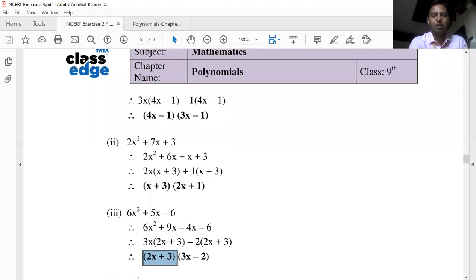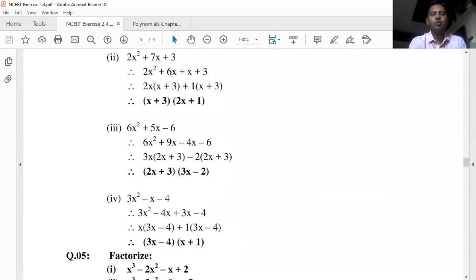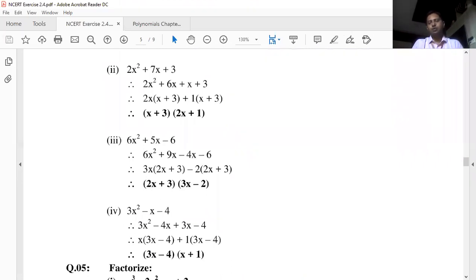And the last part, that is the fourth part of the question, 3x square minus x minus 4. So we take 3x square and minus 4. 3 fours are 12, so 3 into minus 4 will give you minus 12. Now we need to split this minus x, that is minus 1, such that the product will remain minus 12 and the addition or subtraction will remain minus 1.